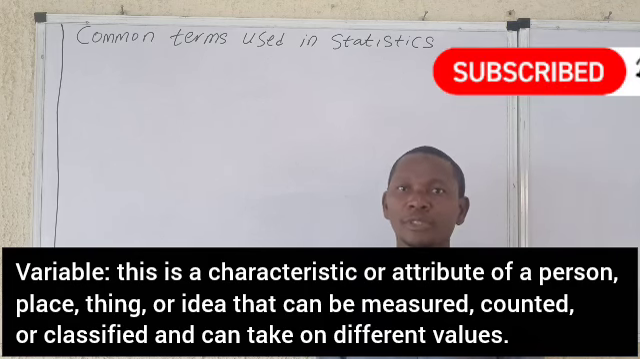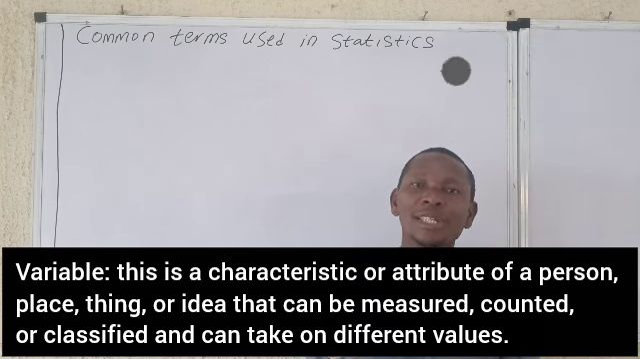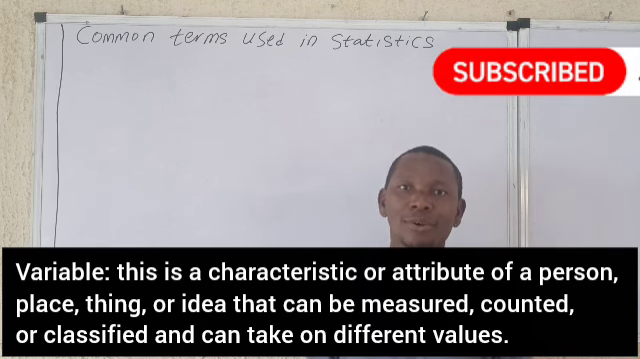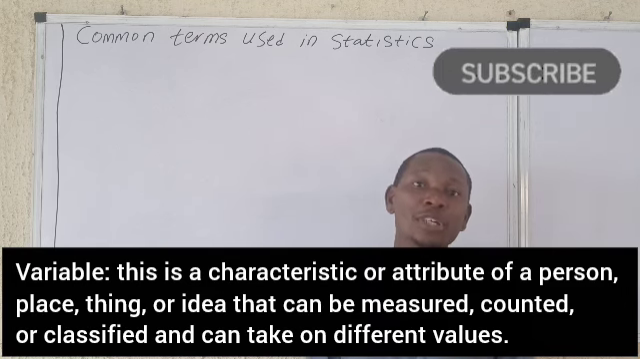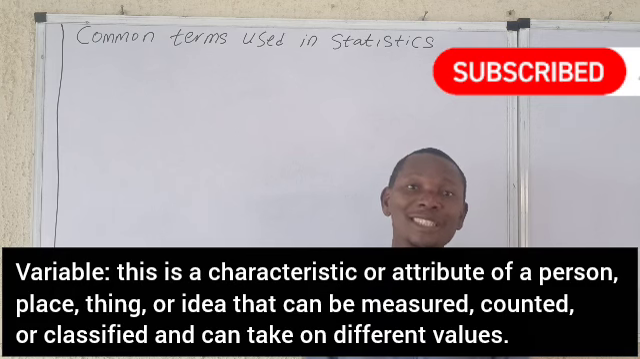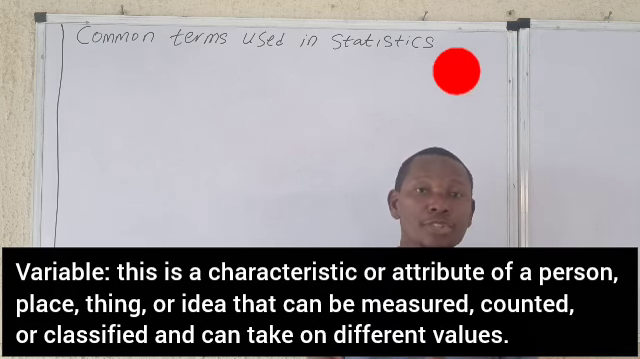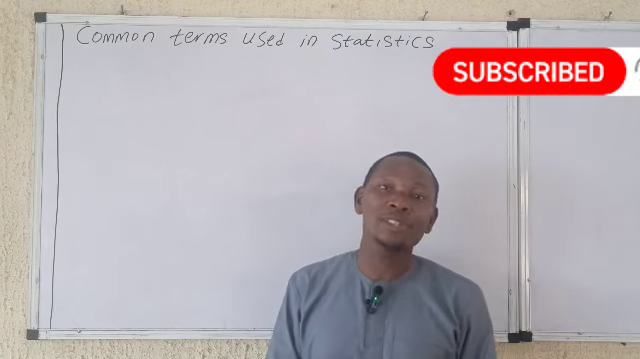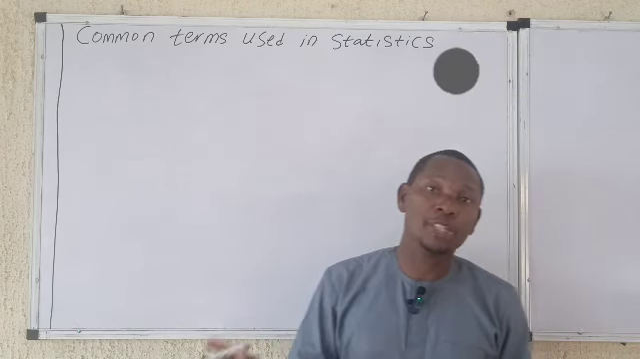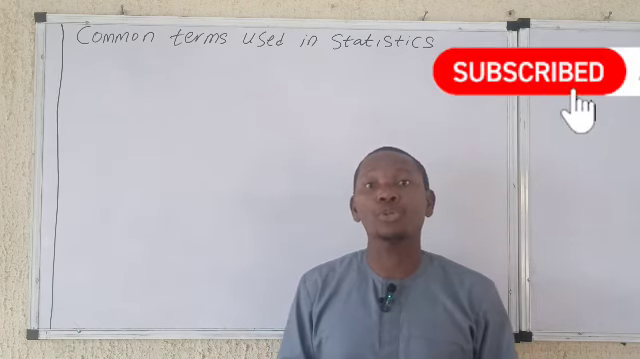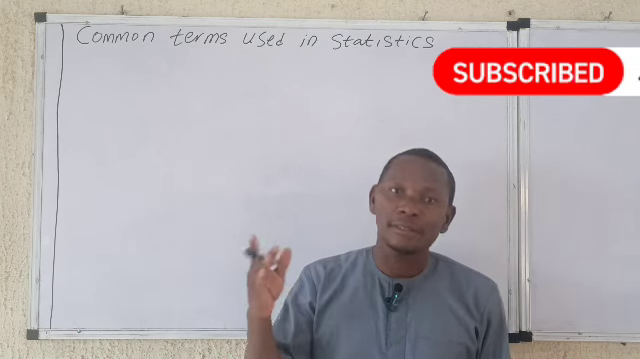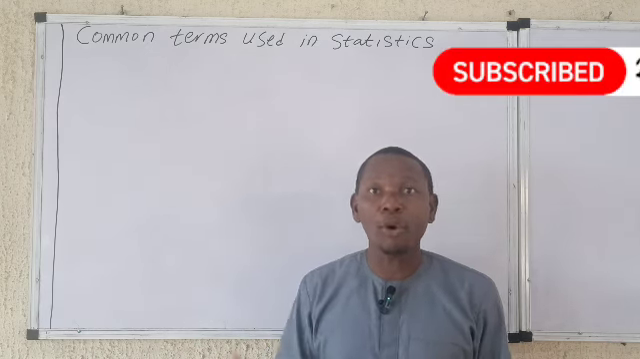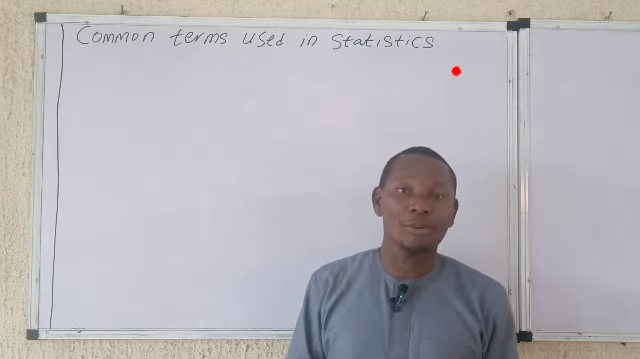What is variable? Variables are actually characteristics or attributes that differ or that vary among individuals or subjects in a study. In a study, variables are those characteristics or attributes that vary among individuals or subjects. Note that, for example, we want to study height. The height of an individual varies, all right? We want to study weight. It varies among individuals. So these are variables.